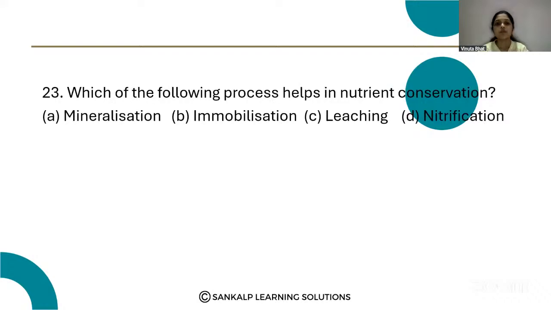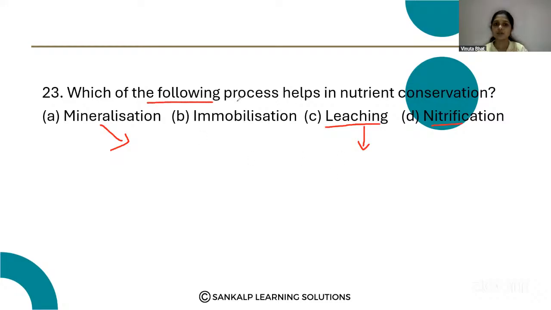Next question. Which of the following process helps in nutrient conservation? Mineralization, immobilization, leaching, nitrification. Mineralization means the breakdown of the humus and the minerals that enter into the soil. Leaching means the soluble nutrients that directly reach the soil. And nitrification is the process of the addition of nitrogen to the soil. Nitrification, conversion of the nitrates into nitrites. So that is the process.